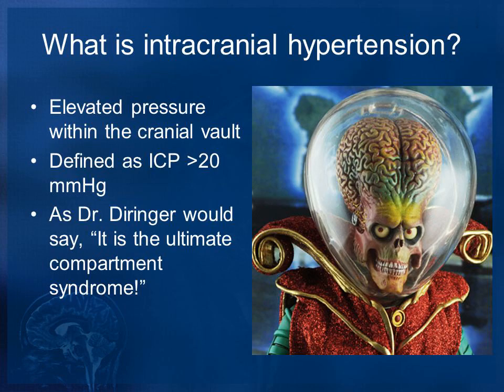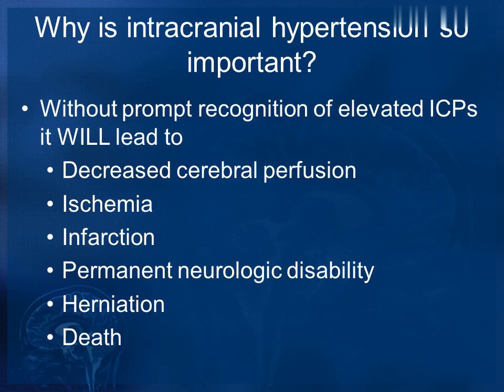What is intracranial hypertension? Elevated pressure within the cranial vault. Defined as ICP greater than 20 mm of mercury. As Dr. Dieringer would say, it is the ultimate compartment syndrome. Why is intracranial hypertension so important? Without prompt recognition of elevated ICPs, it will lead to decreased cerebral perfusion, ischemia, infarction, permanent neurologic disability, herniation, and death.